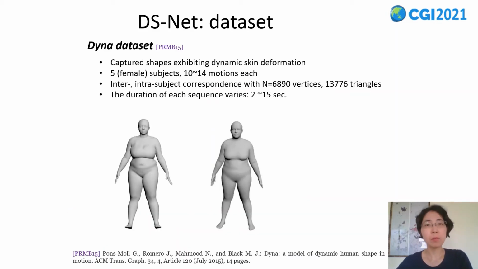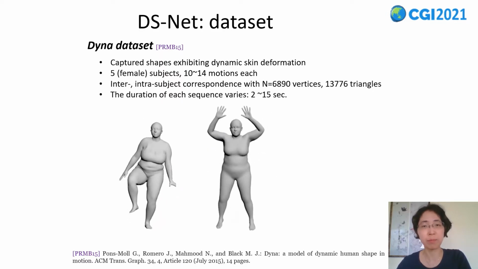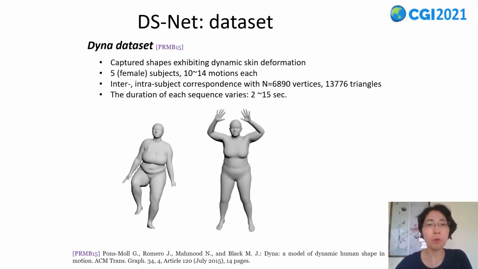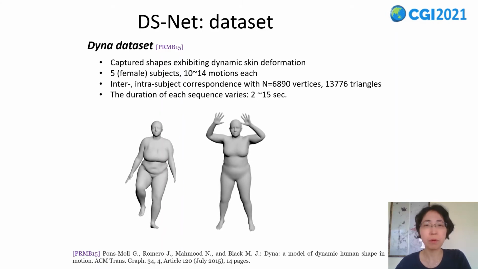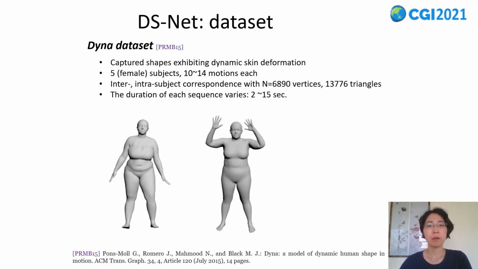Our dataset comes from the DYNA work by MPI, composed of 5 subjects, each performing 10 to 14 motions, exhibiting some dynamic skin deformation. They are all in pointwise correspondence with over 6,000 vertices. Each motion performed by each subject comes in a different time duration, varying from 2 to 15 seconds.